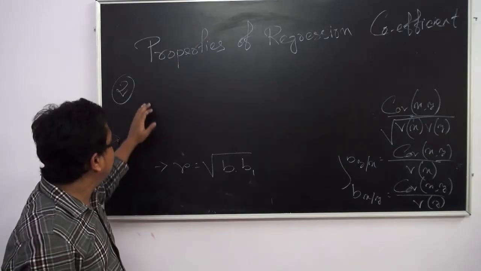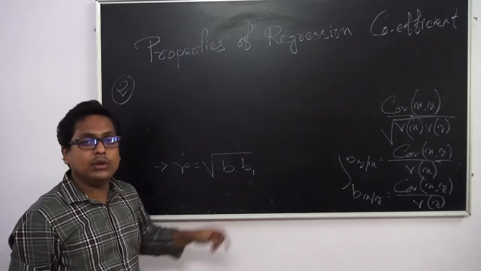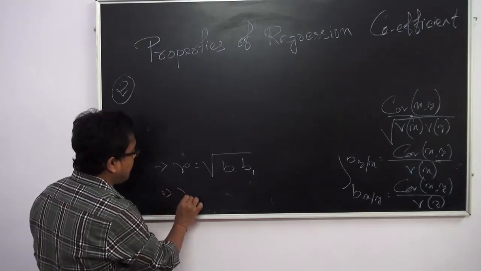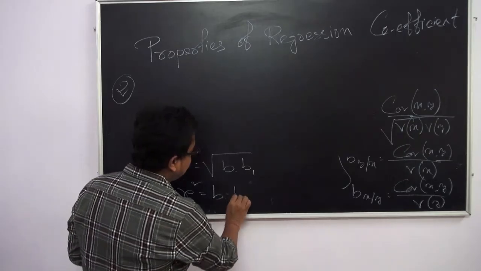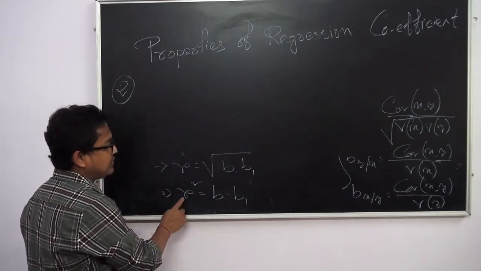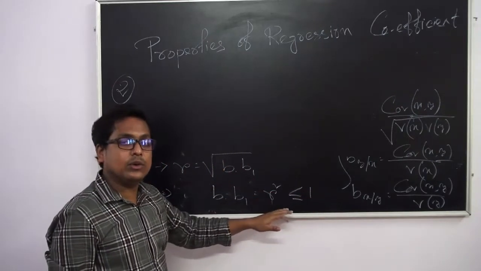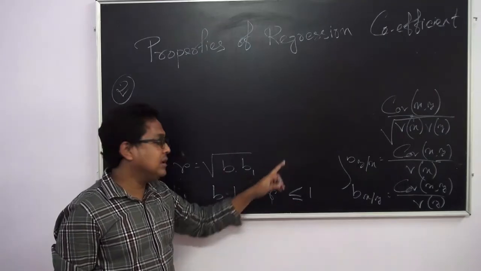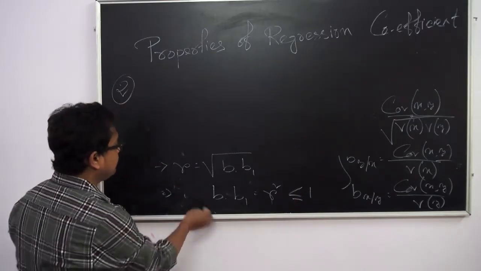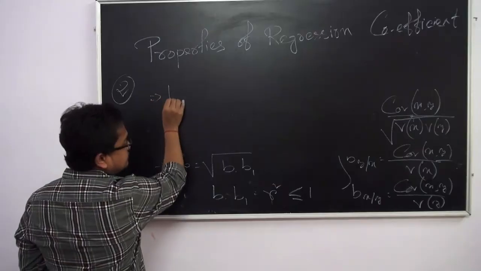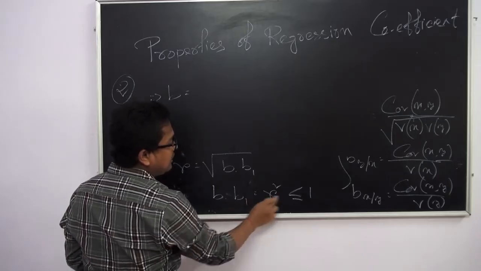Now see, from the first property we have seen that r is equal to square root of b and b1. That means r square is equal to b and b1, and this r square will be less than or equal to 1. This is the square of the correlation coefficient, and the correlation coefficient value lies between minus 1 to plus 1, but the r square value will be less than or equal to 1. From this, I can write b and b1 less than or equal to 1.